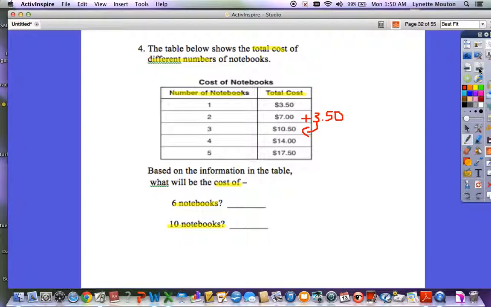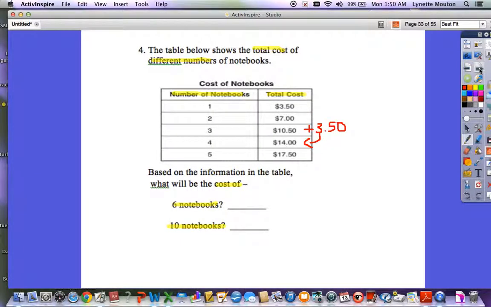Now beware, it doesn't always work out this way. On this particular chart it does, but it may not be as simple as that in some problems that you'll see, and so you'll have to figure out how much it increases by every time. It won't always increase by the cost of that one notebook, so be careful that you don't always think that that's the pattern. But this one happens to be. So 3 notebooks cost $10.50, add another $3.50 to it, and 4 notebooks will cost you $14.